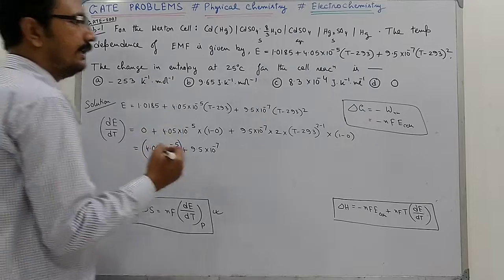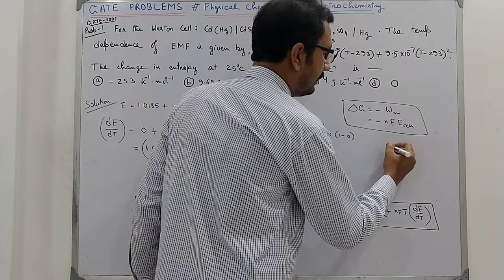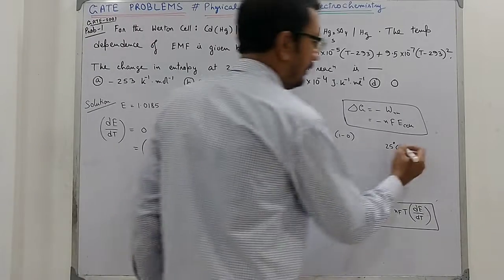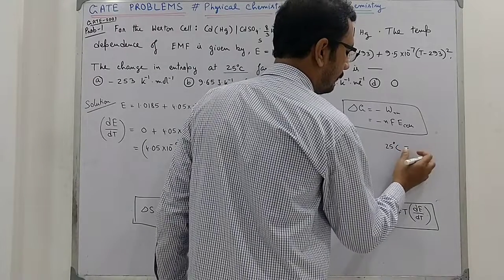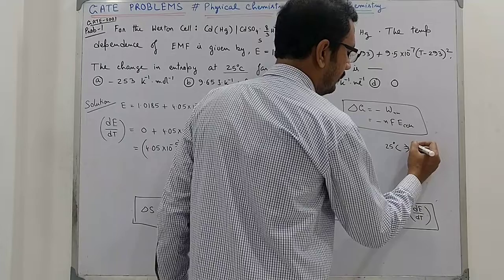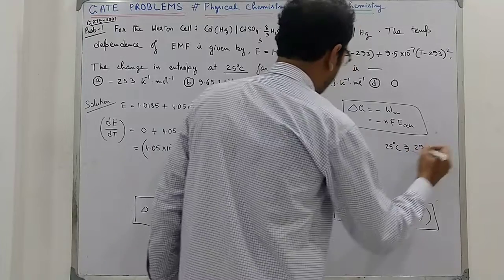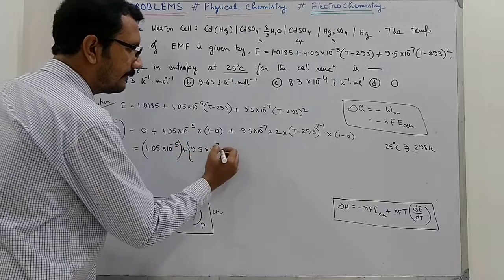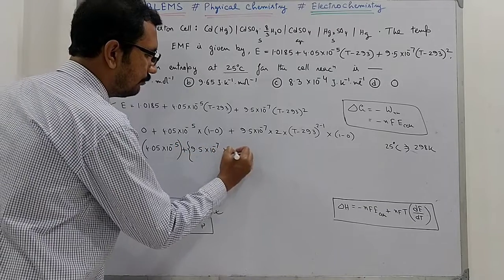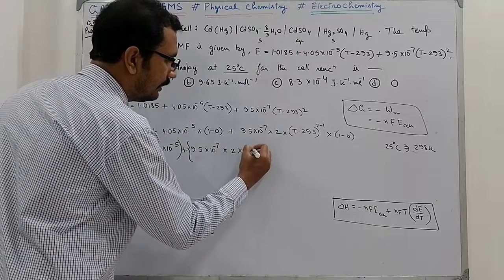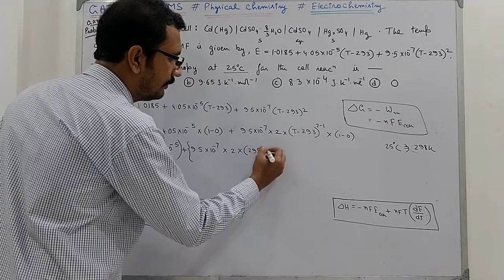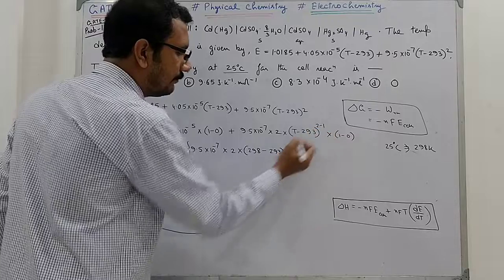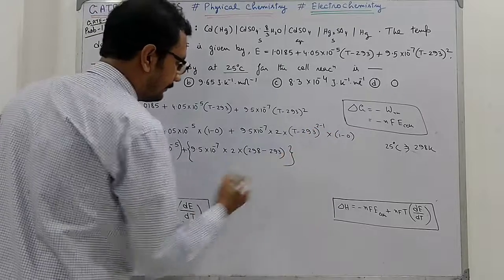Now the temperature given here is 25 degrees centigrade. See this one, 25 degrees centigrade. So it implies 298 Kelvin. So it will be 9.5 into 10 to the minus 7 into 2 into 298 minus 293. Here the power is 1 and it will be 1.